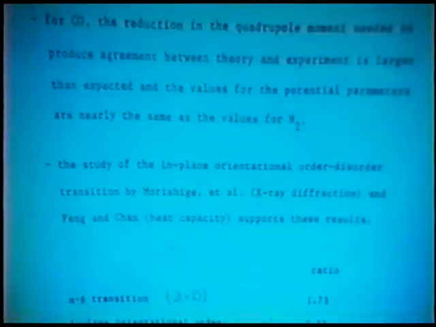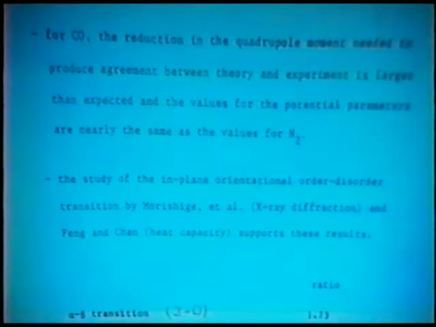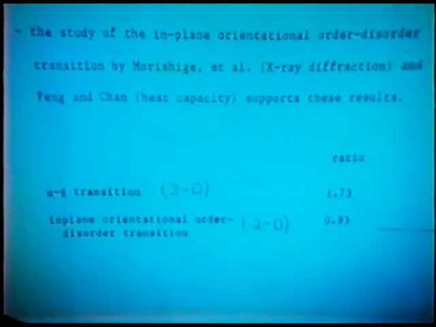The recent studies by Morishige et al. doing X-ray diffraction, and the heat capacity studies by Feng and Chan of the in-plane orientational order-disorder transition on the surface, tend to support these results, however. They have found that the transition in 2 dimensions, this order-disorder transition, for carbon monoxide occurs at almost the same temperature as the transition for nitrogen.